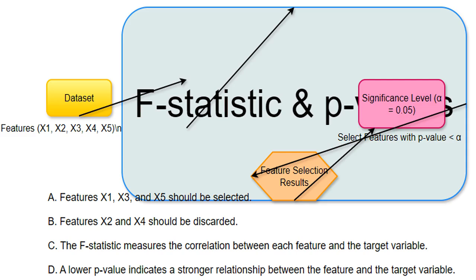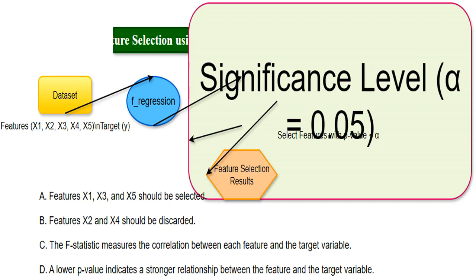f_regression test. The f statistic shows how much each feature explains the variation in y. The p-value tells me the probability that the observed result happened by chance. This is my threshold for deciding whether a feature is important. If the p-value is less than 0.05, I consider the feature statistically significant, meaning its effect on y is probably real, not due to chance.